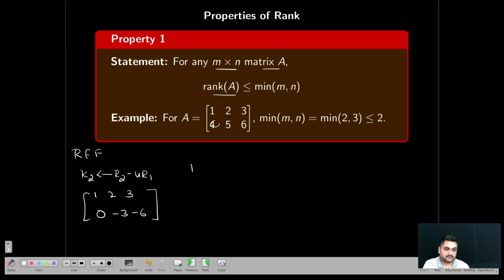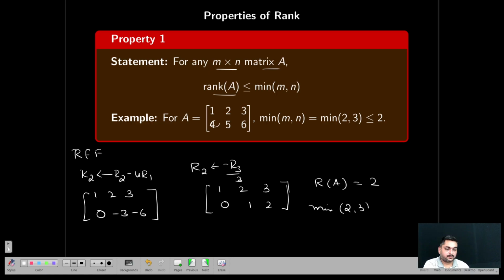Then change the sign and divide: R2 becomes minus R2 by 3. So this becomes 1, 2, 3, 0, 1, 2. I cannot further reduce this matrix. So this is in row echelon form. What is the rank of this matrix? There is no zero row, so the rank will be equal to 2. The order of this matrix is 2 cross 3, and the minimum is 2, so the rank is less than or equal to 2. So that is verified.